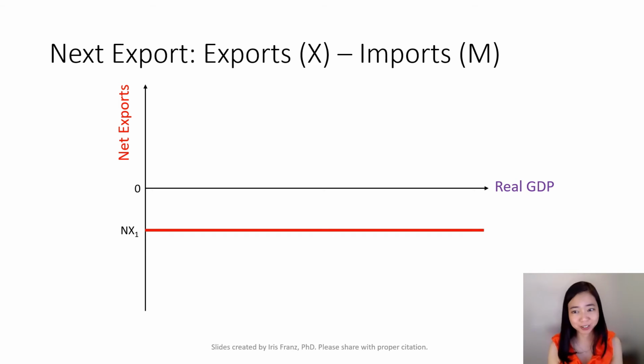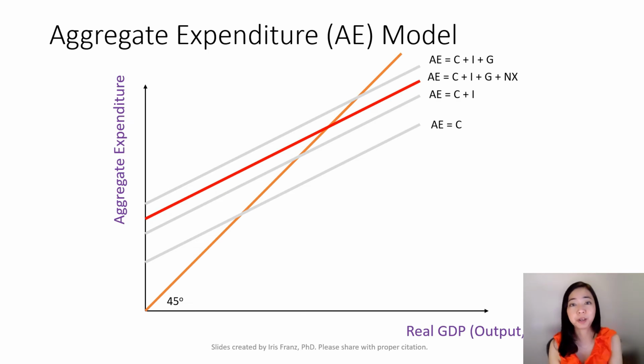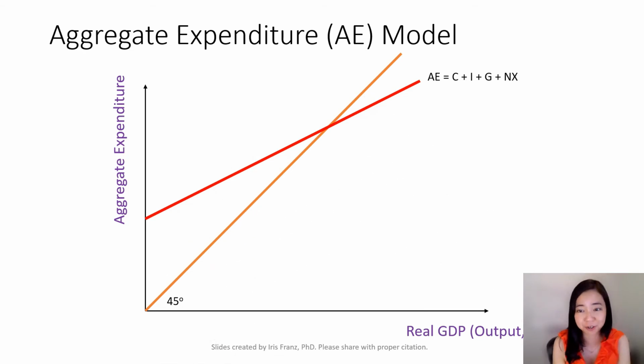Here is our net export. Remember, our net export is also independent of the real GDP, and our net export is negative because our imports are greater than our exports. Finally, we're going to add our net export on the top of our consumption, investment, and government spending. Because our net export is negative, it's going to drag down your aggregate expenditure schedule a little bit. And therefore, we'll end with the red line. So here is our final aggregate expenditure schedule.